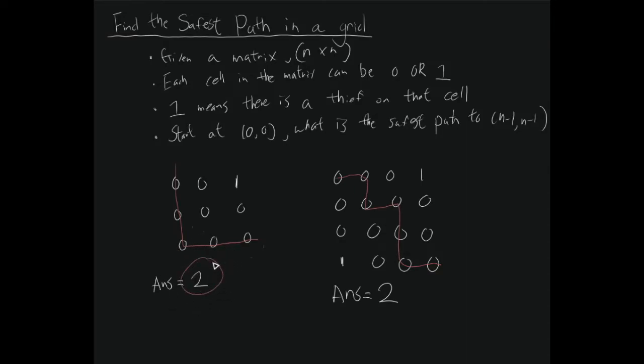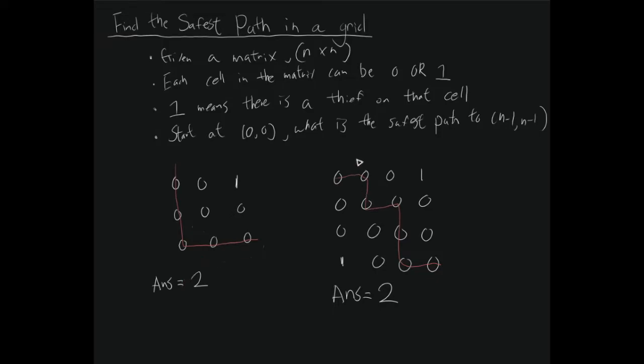Of course, you can choose a worse path. For example, if I choose a path here, then the thief can steal from you in 1 step. But in this case, the safety number will be 1. But we want to achieve the maximum safety number possible. So that's why we should return 2 in here.